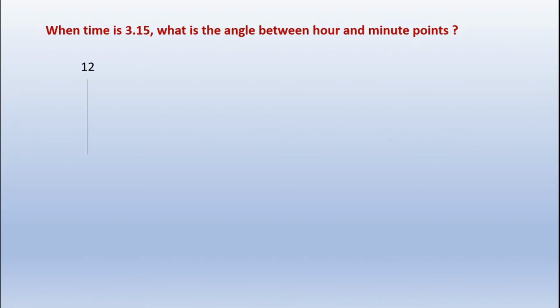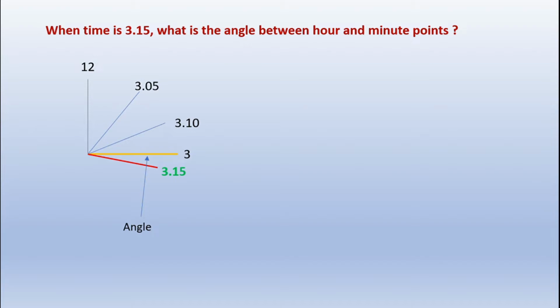This is 12, then 3. So we can say 3:05, 3:10 and 3:15 like this. So you know yellow shell represents minutes and red shell is for hours. So when 3:15 the minute shell directs to the 3 and the hour shell is a little bit past 3. So the angle we want to measure is this, the angle between hour and minute shells.